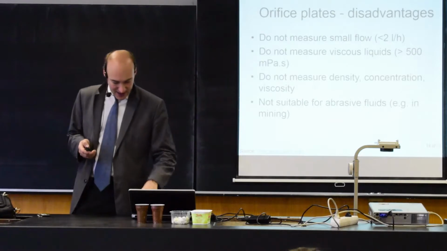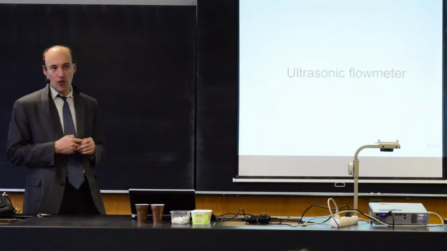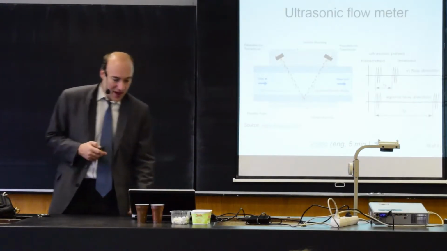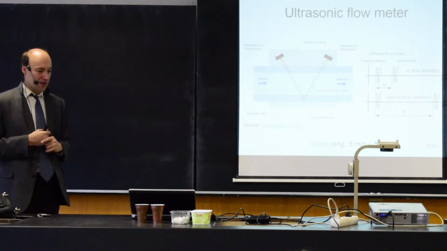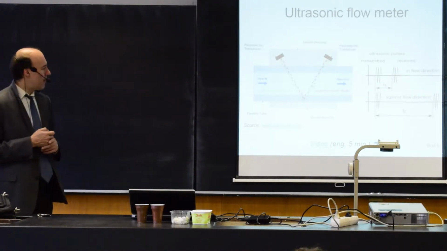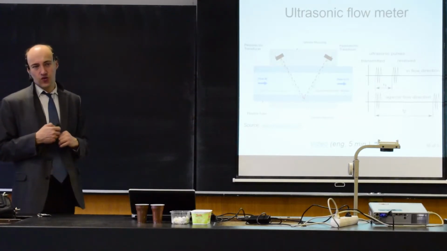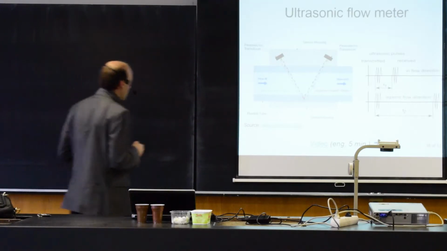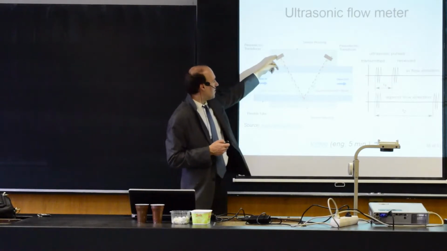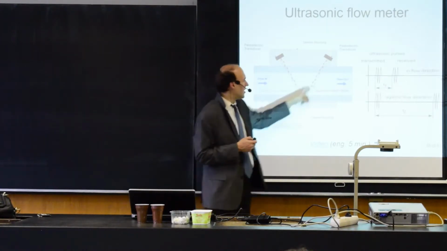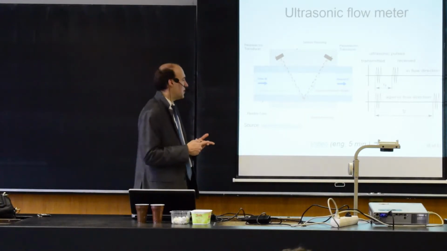Okay, a second flow sensor will be an ultrasonic flow meter. We will install the ultrasonic flow meter in a pipe, and we will have two piezoelectric transducers that will transmit ultrasonic pulses through our fluid. So here we have the fluid that is flowing in the pipe. Here we have a pair, and here we have a second pair of piezoelectric transducers, so a receiver and a transmitter.